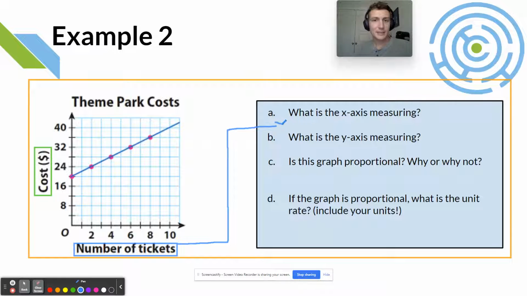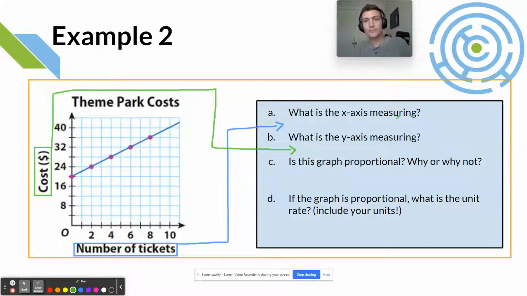The x-axis is the number of tickets. The y-axis is the cost in dollars. Great. That's simple. Plug those in right now. And now we're going to go ahead and look at, is this graph proportional? There's 2 things. Do you think it's proportional? Yes or no? Some of you already are screaming the answer at me, but is it proportional?